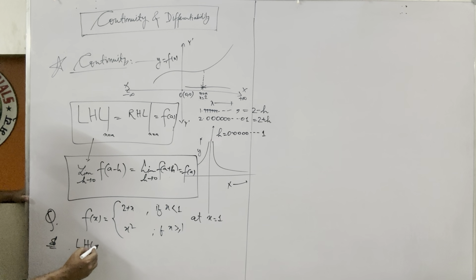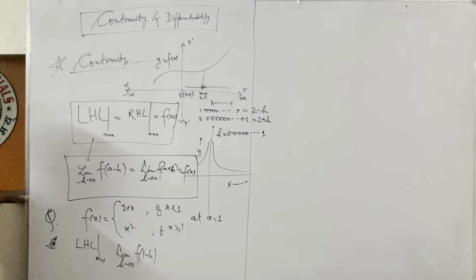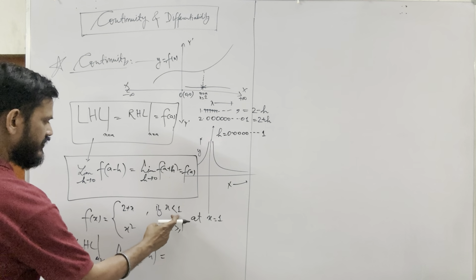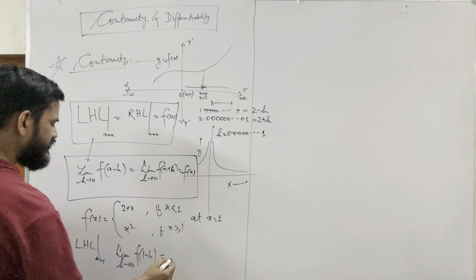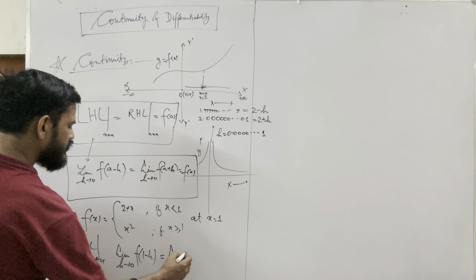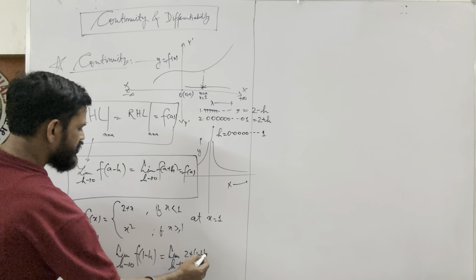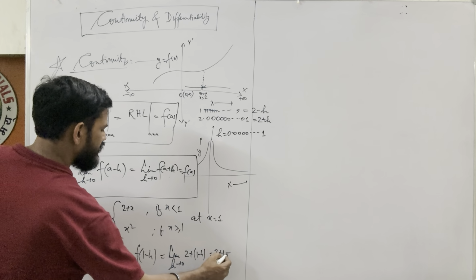Left hand limit at x equal to 1. So limit h tends to 0 f of 1 minus h. So it should look like less than 1, which means we need to use this function. Limit h tends to 0, 2 plus 1 minus h. You put h equal to 0, 2 plus 1, that is 3.